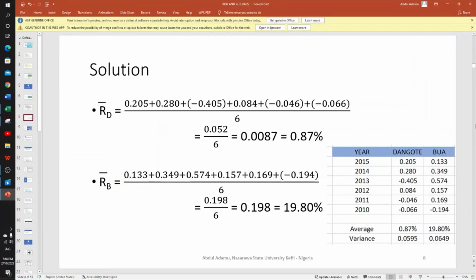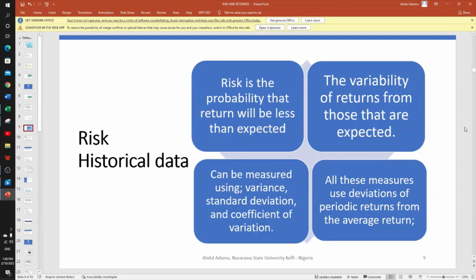So if we go back, the next thing we look at is risk, finding the risk for historical data. We should know that risk in statistics is the probability that the return will be less than the expectation. So this variability in return from those expected is the measure of risk. Risk can be measured statistically using variance, standard deviation, or coefficient of variation.